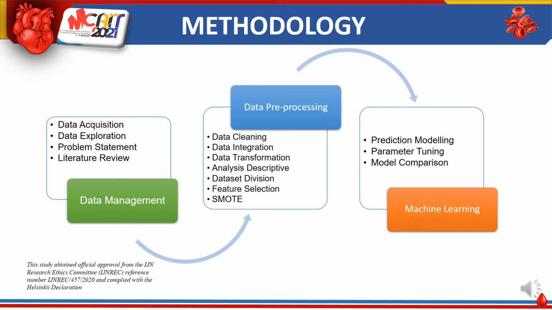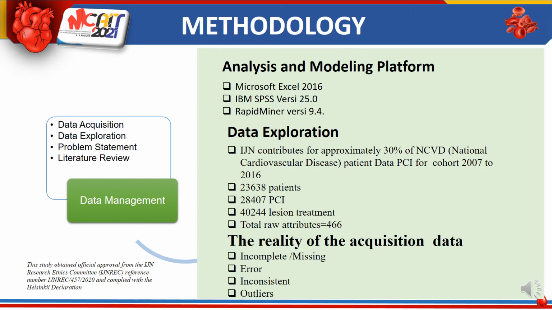For methodology, there are 3 main phases involved. First, data management, second, data pre-processing, and third, machine learning. Platforms and software used are Microsoft Excel, SPSS, and RapidMiner. IJN accounts for 30% of NCVD for 10 years and involves more than 20,000 patients with 40,000 lesions treated. The reality of data acquisition is that it consists of incomplete data, missing data, errors, inconsistencies, and outliers.